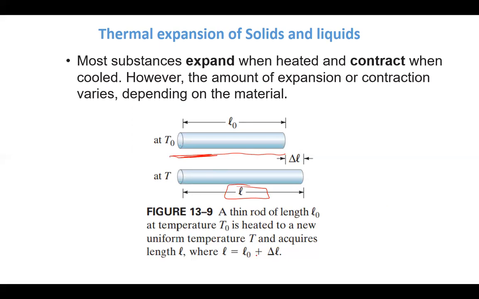So the connection between the L naught and the L is simply this part here. In other words, you can write this as L minus L naught is equal to the change in L. Let me just write it properly. When you make the change in L the subject, the change in L is equal to L, the final length, minus the initial length, L naught. So this is also very important when it comes to calculations. You have to know this.